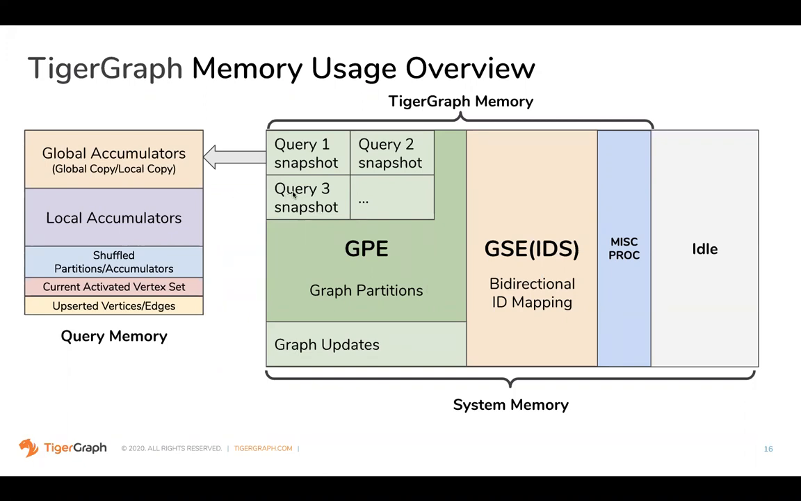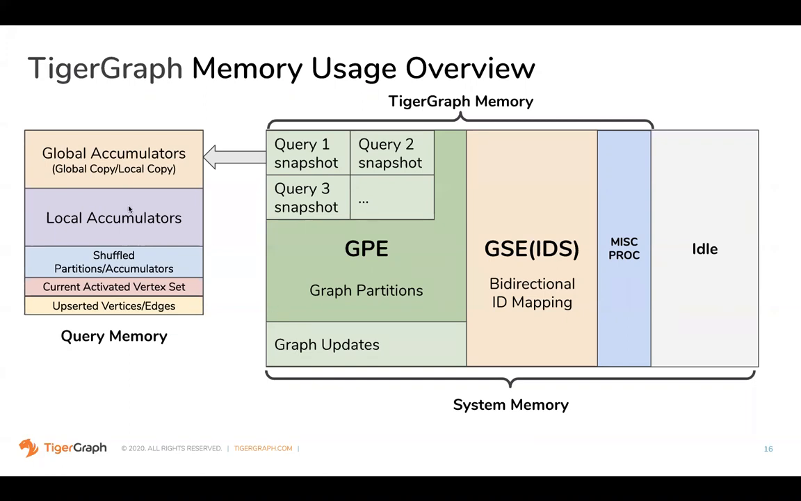But the other aspect of memory that's used is dynamic, which is basically depending on what query is running. Here, as you can see, the bulk of the query memory can come from the accumulators concept. I'll explain later. Some of the memory is also used by shuffles. It's also used if the query has upserts, then we need to maintain copies of the data, which means additional memory is required from a GPE perspective.